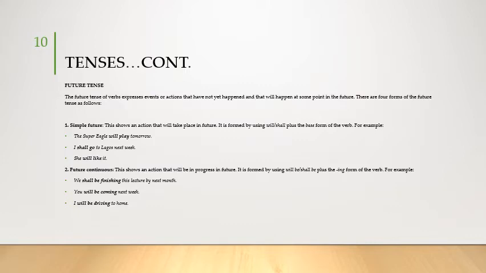This shows an action that will be in progress in the future. It is formed by using will be, shall be. We use shall and we use will, but plus be, then followed by the ing form of the verb. We shall be finishing this lecture by next month. Shall be finishing, future continuous. You will be coming next week. Will be coming, future continuous. I will be driving home. Will be driving, future continuous.